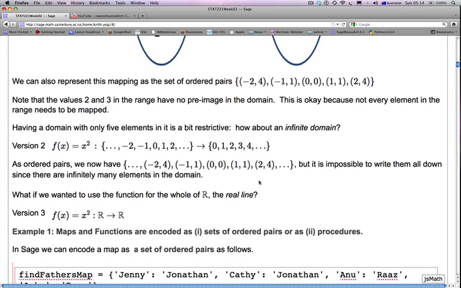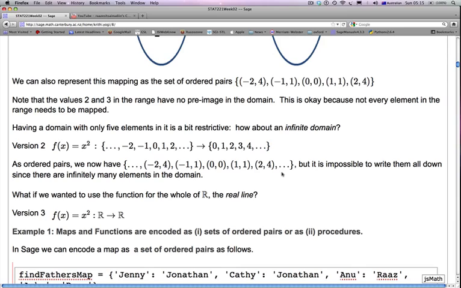As ordered pairs, we now have ..., (-2, 4), (-1, 1), (0, 0), (1, 1), (2, 4), ... Of course, it's impossible to write them all down since there are countably infinitely many elements in the domain.